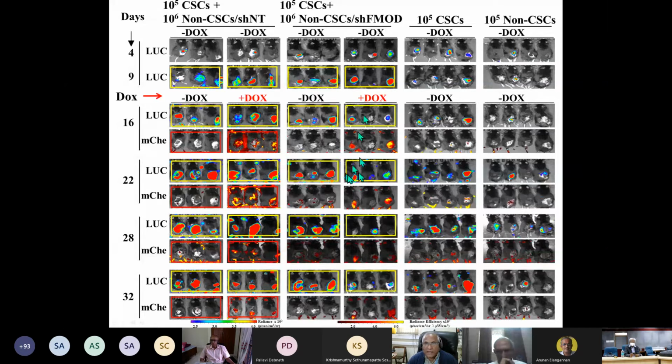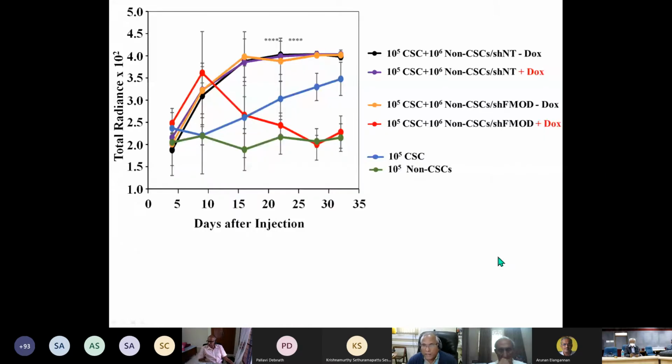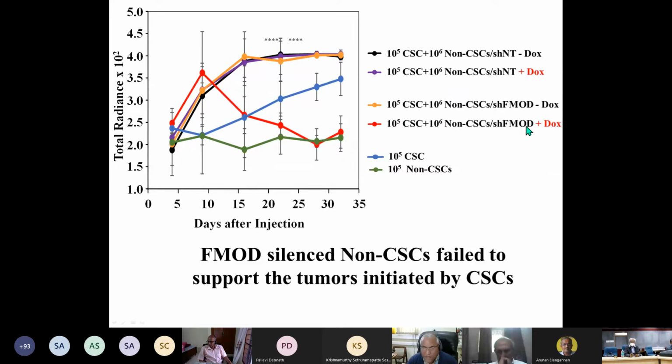Whereas where the shFMOD construct is there, even when plus doxycycline is added, tumor growth is initially there, mCherry is also there, but subsequently it comes down, but not in the minus dox. Of course, these controls do not form a big tumor, and the quantitation is shown here. Basically, CSCs alone form a tumor very slowly, but particularly when FMOD is silenced by adding doxycycline, non-CSCs are not able to collaborate with or help the CSC-generated tumor to grow further. That is the red line, which starts off initially and then comes down as low as only non-CSCs. So basically, FMOD-silenced non-CSCs fail to support tumors initiated by CSCs.